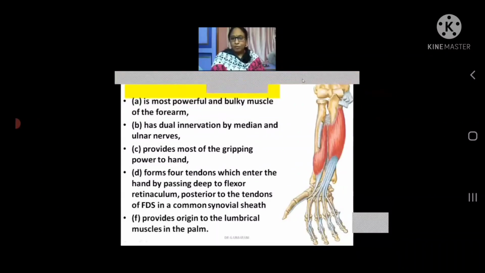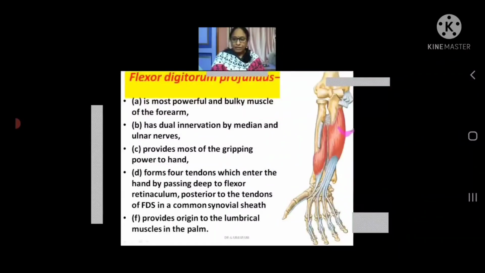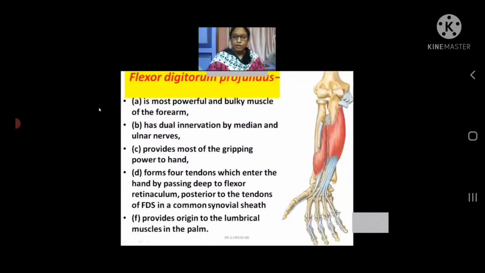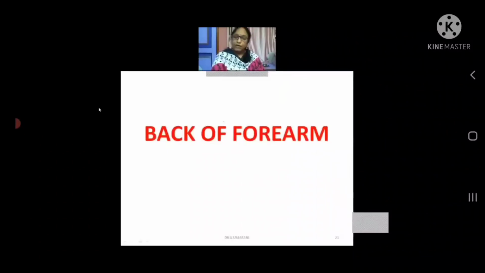So for the flexor digitorum profundus, we can see the bulkiness of the muscle, and it divides into four tendons for the medial four digits. From these tendons, the lumbrical muscles arise. The lumbrical muscles are muscles of the palmar region. So these are the muscles of the front of the forearm.